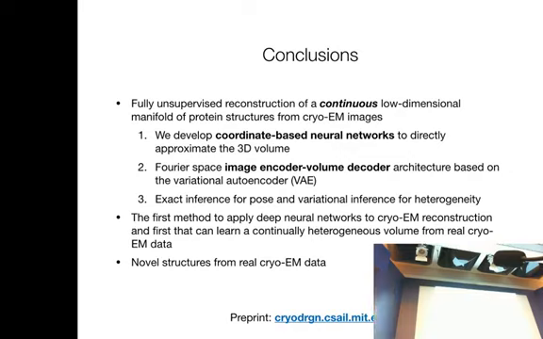And so in conclusion, this is our method for fully unsupervised reconstruction of continuous low-dimensional protein structures from cryo-EM data. It's the first method to apply neural networks to the cryo-EM reconstruction task, and the first that can learn a continuous heterogeneous representation of protein structure from cryo-EM data. And we've started sharing this method with different research groups who were unable to use the traditional algorithms for reconstruction of their protein structures, and we hope to identify new structures from real cryo-EM data.